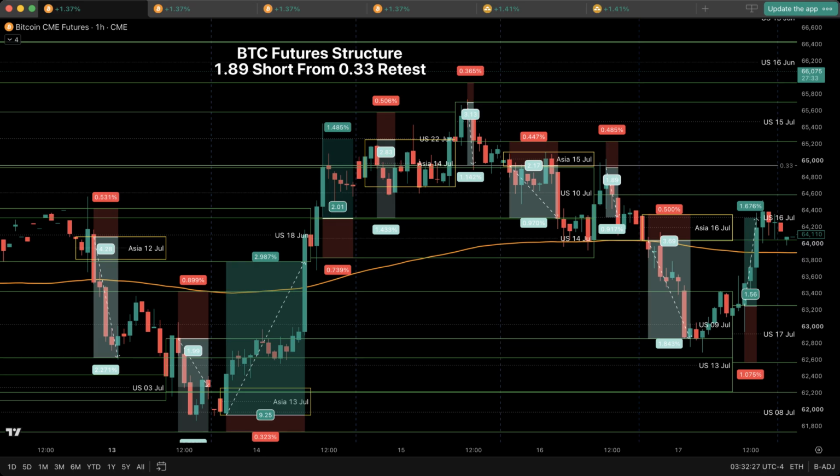Now final read. July 16th US session forms between July 14th US midpoint and July 10th US midpoint. Price rises. It tests July 10th US upper boundary. That same line is June 22nd US lower boundary.